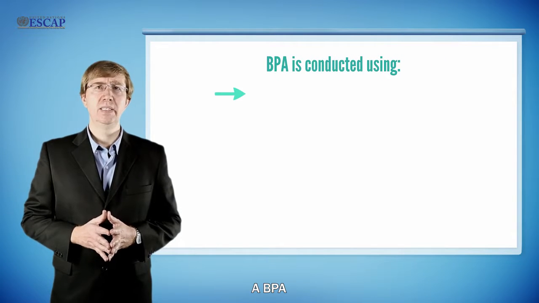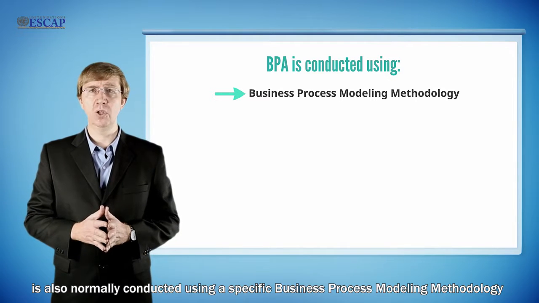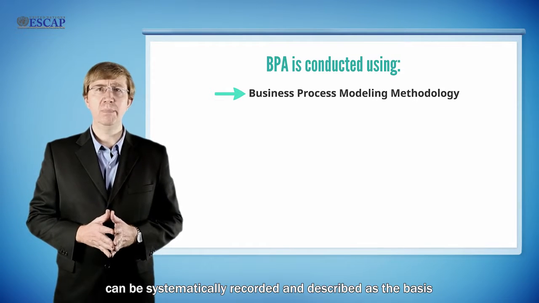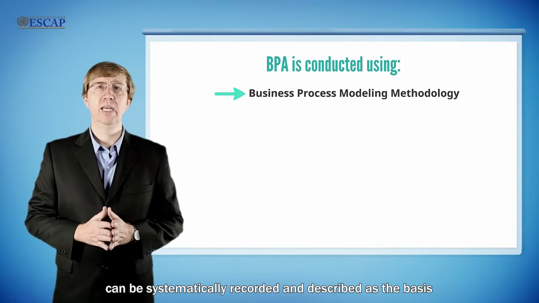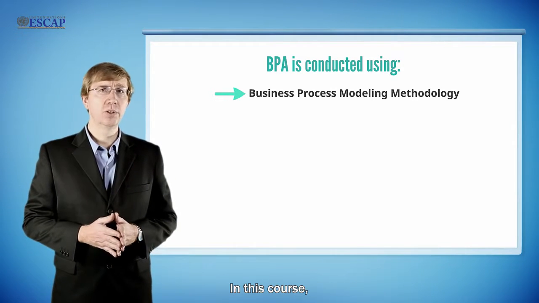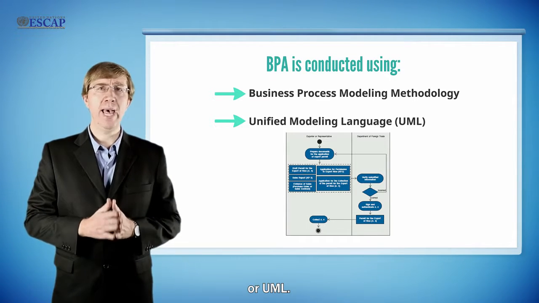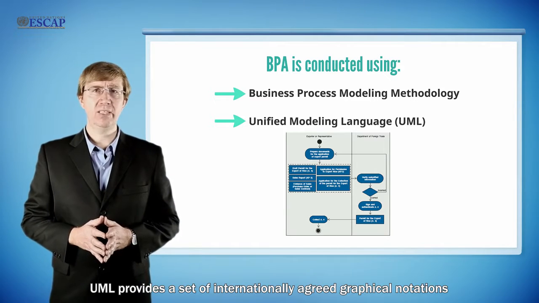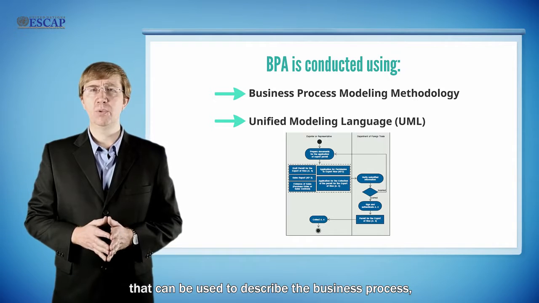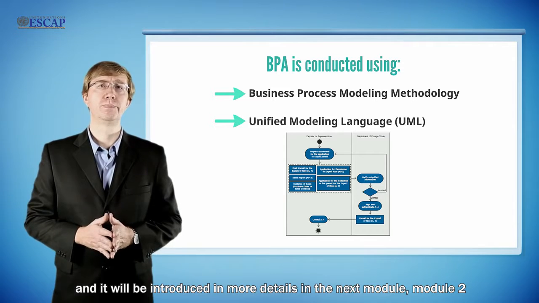A BPA is also normally conducted using a specific business process modeling methodology and language, so that important attributes of the business process can be systematically recorded and described as a basis to develop a new and improved process. In this course, the modeling language used is called the Unified Modeling Language, or UML. UML provides a set of internationally agreed graphical notation that can be used to describe the business process, and it will be introduced in more detail in the next module, Module 2.